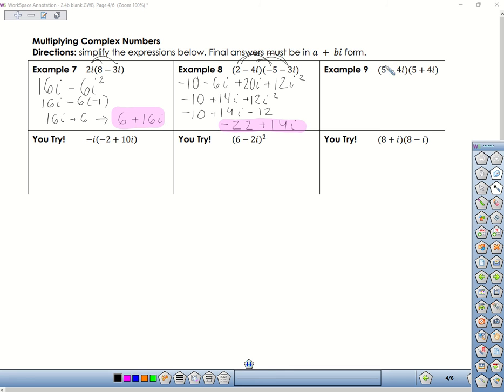And then we'll try this one over here. So first times first, that's 25. Outer times outer, that's plus 20i. Inner times inner is minus 20i. And last times last would be negative 16i squared.